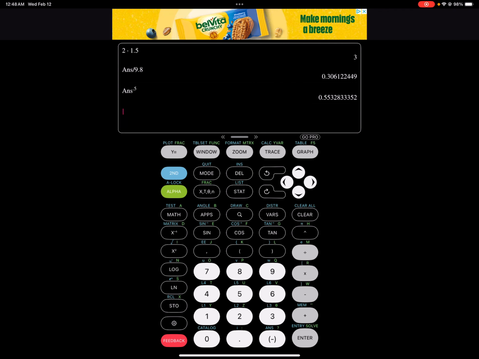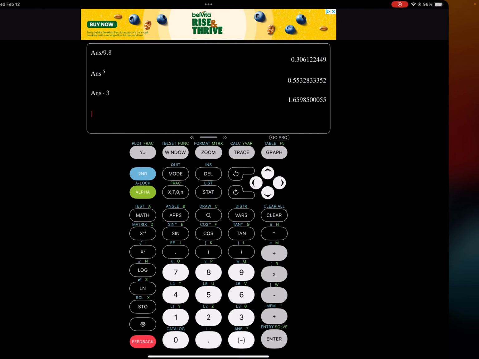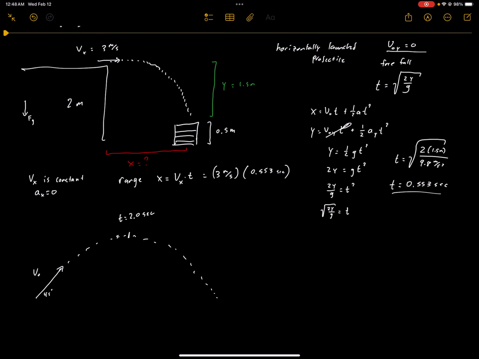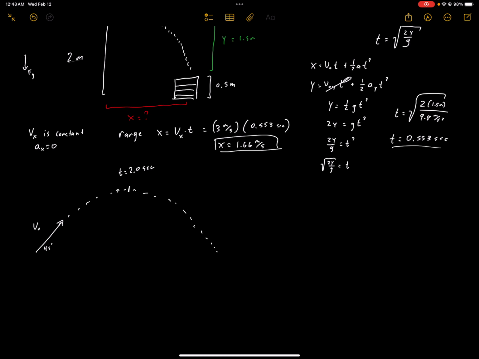So I'm just going to take that answer and multiply that by 3. And I get 1.66. So 1.66 meters. All right, so that's it. That's the answer for that one.